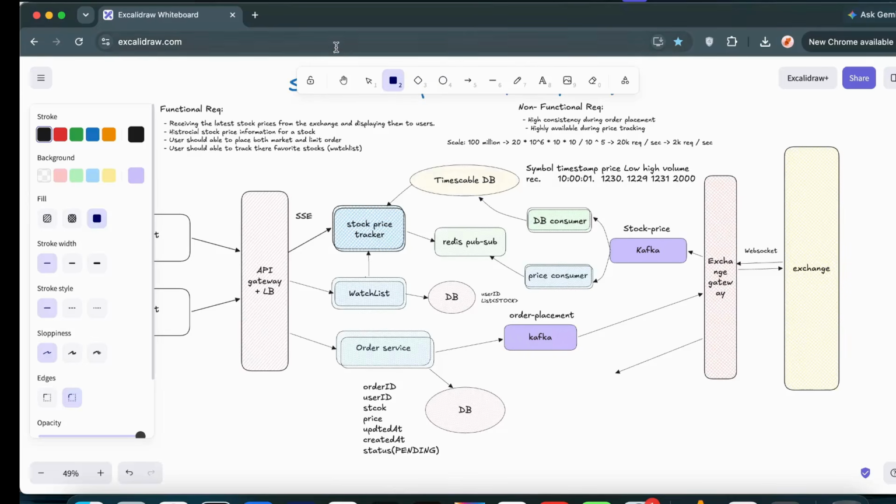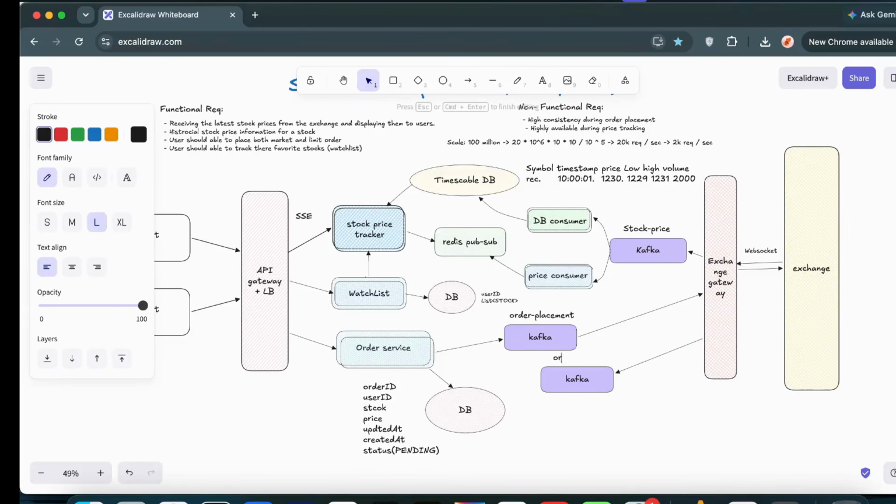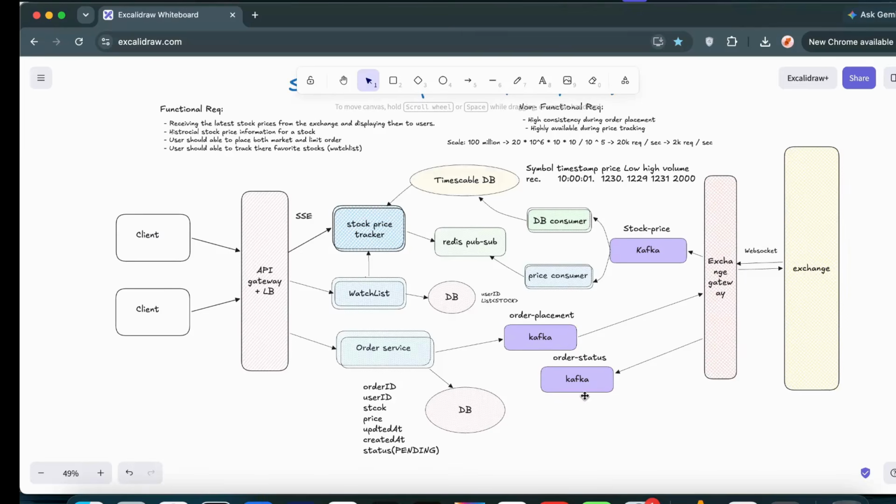So let me just copy this. We have the order status topic. Let's name it order status. So what we'll do is, for this order status topic, there could be another consumer right over here which has the job to update this database, and then we'll have another notification service which basically sends the notifications to the clients from wherever they are using it. Like it could be an Android application, iOS application, or all. So yes, that's the reason I am using another Kafka topic here.